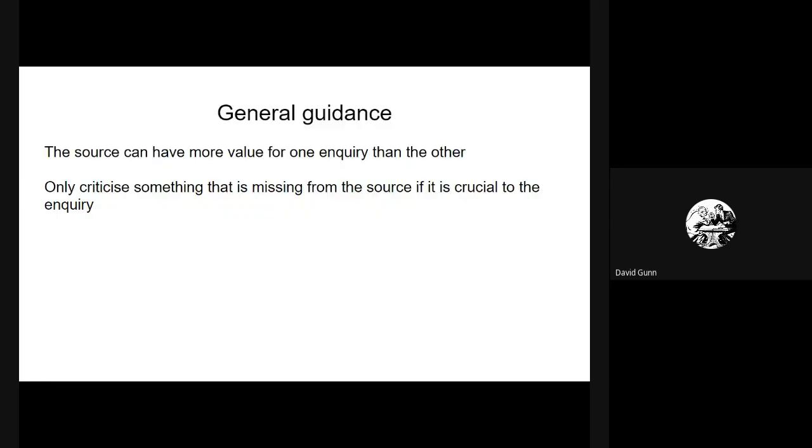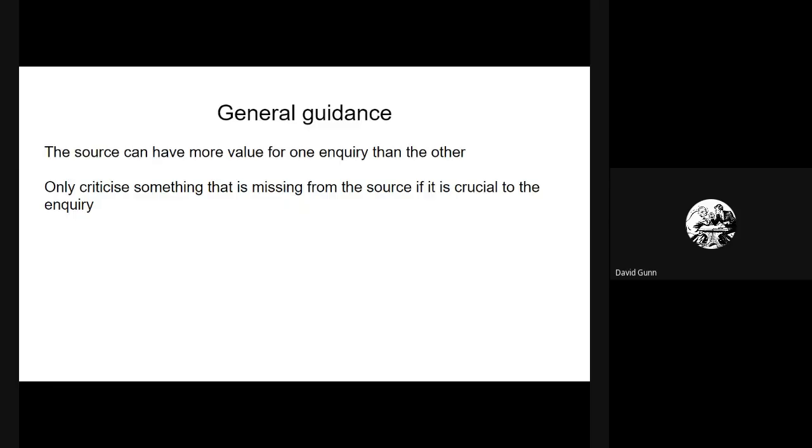Just a little bit more general guidance. The source can have more value for one inquiry than another. So in this question, you have one source and two inquiries, unlike in the French Revolution where you have two sources and one inquiry. So for this one, we've got one source, two inquiries, and it's highly likely that it's going to be more useful for one inquiry than the other.